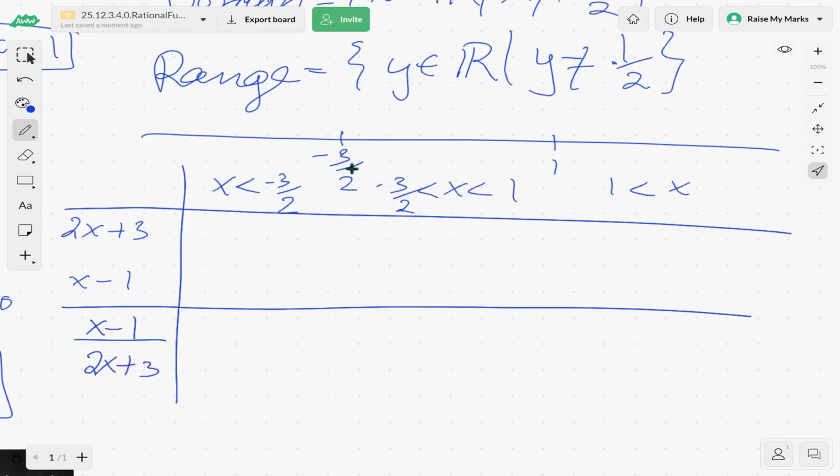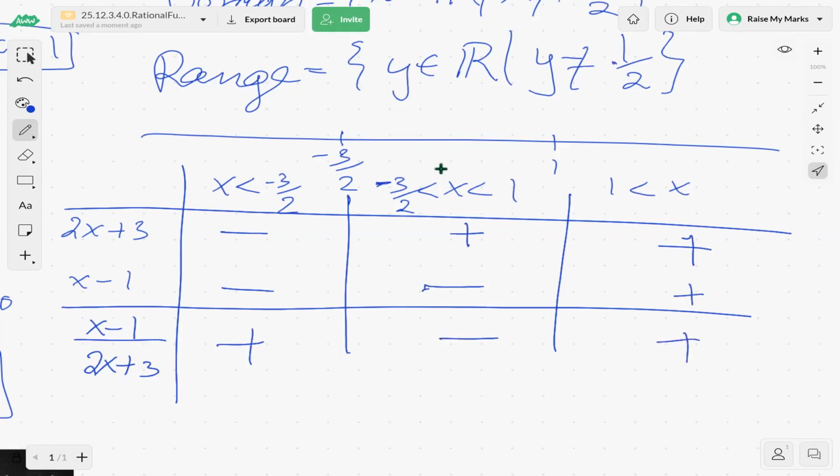Now let's figure out when these factors are negative and positive on these intervals. 2x plus 3 is negative when x is less than -3/2, positive when x is between -3/2 and 1, and positive when x is greater than 1. x minus 1 is negative when x is less than -3/2, negative when x is between -3/2 and 1, and positive when x is greater than 1. We take the quotient, and we get positive, negative, positive. So we've got this information.